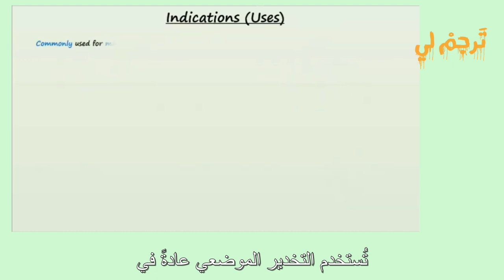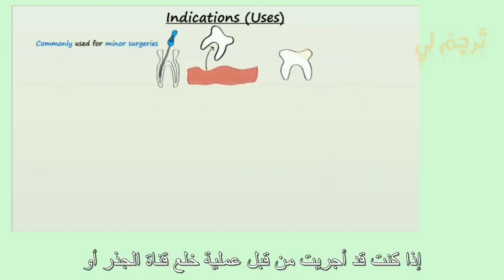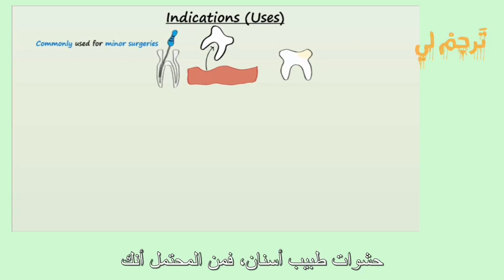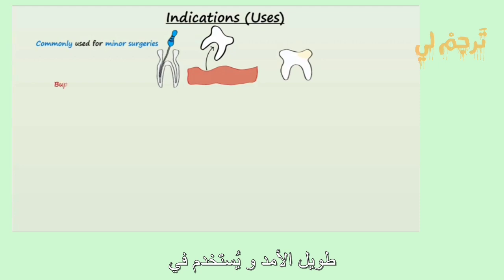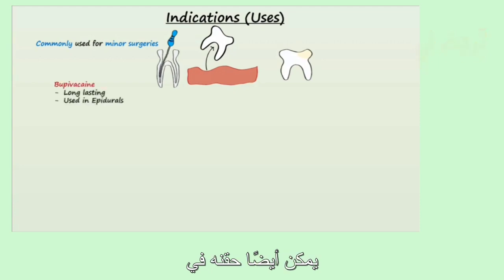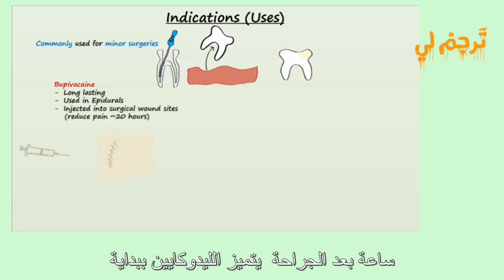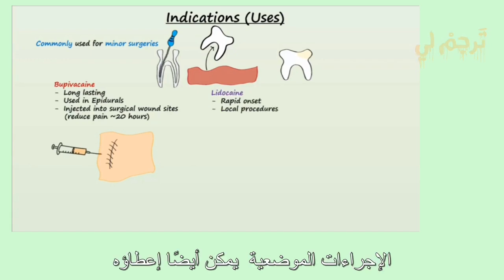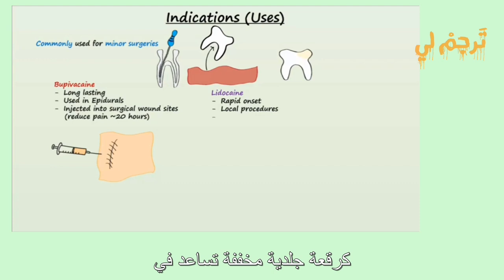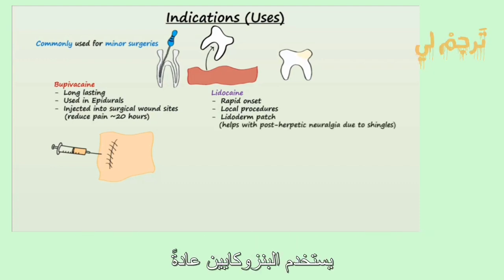Local anesthetics are commonly used for minor surgeries and procedures. If you've ever had a root canal, tooth extraction, or fillings at the dentist, then you probably received a local anesthetic. Bupivacaine is long-lasting and is used in epidurals. It may also be injected into surgical wound sites to reduce pain for up to 20 hours after surgery. Lidocaine has a rapid onset and is used in many local procedures. It may also be administered as a Lidoderm skin patch, which helps relieve post-herpetic neuralgia due to shingles.